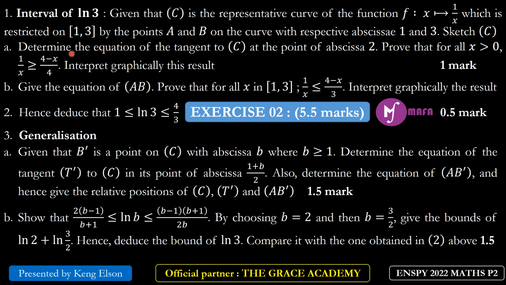Question A. Determine the equation of the tangent to C at a point with abscissa 2. Prove that for all x greater than 0, 1 over x is greater or equal to (4 minus x) over 4, and interpret graphically this result.